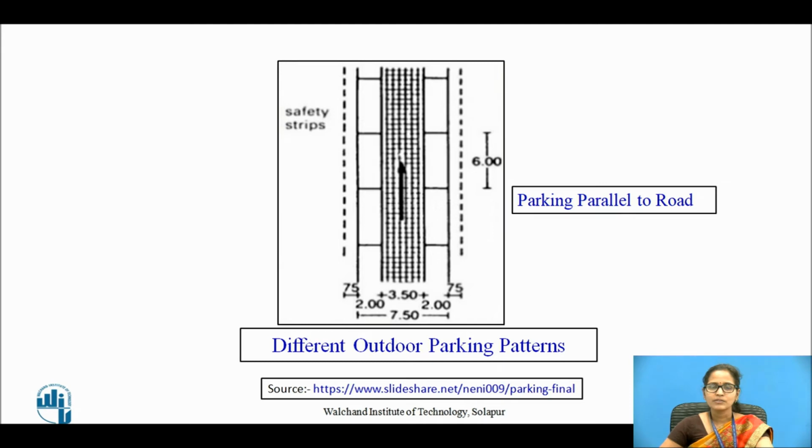So next you have the different outdoor parking patterns, first the parking which is parallel to the road. Over here you can see that the width of the road is around 7.5 meters, and this is the length of the road when the cars are to be parked parallel to this road. This is the safety strip provided to the side of the road. It is around 75 mm, the width of the road is around 3.5 meters, and to the side the space is left for the parking.